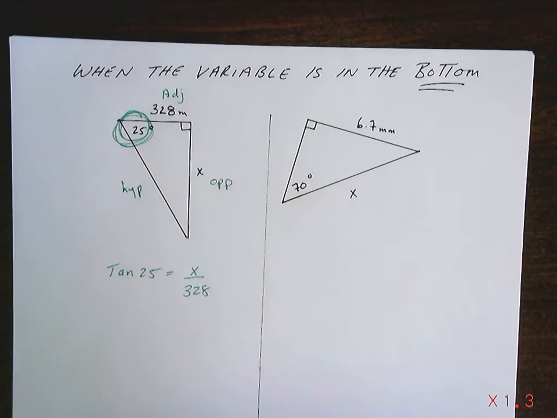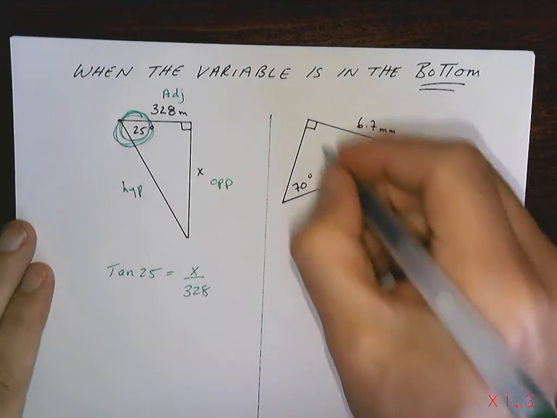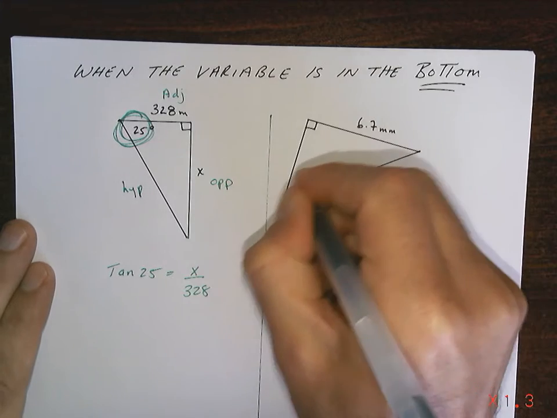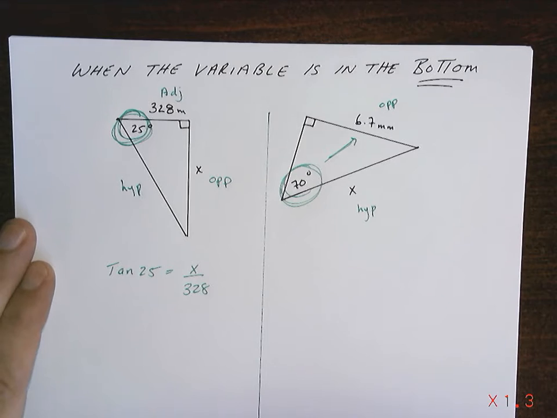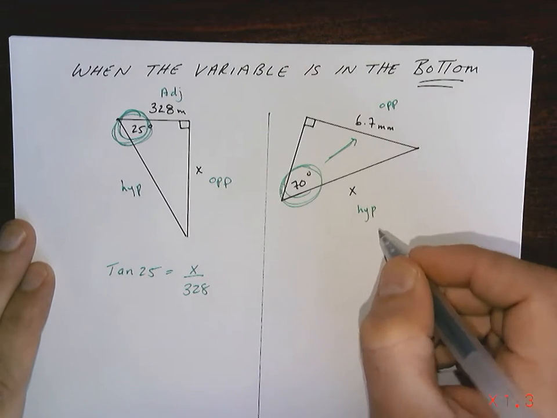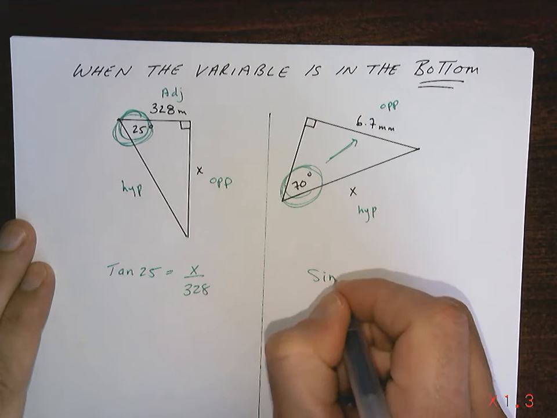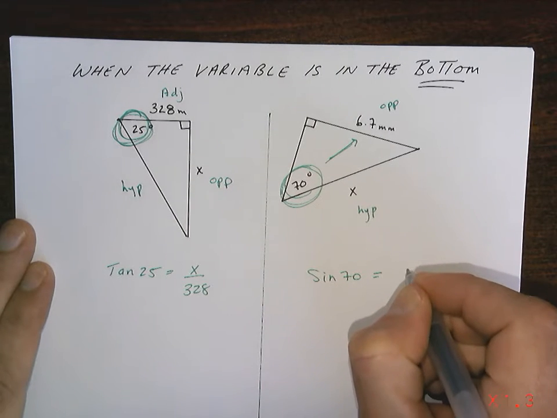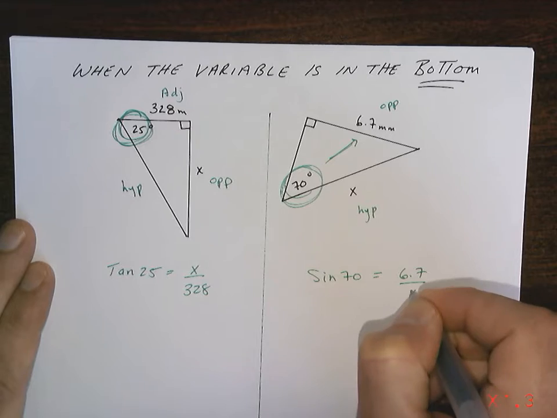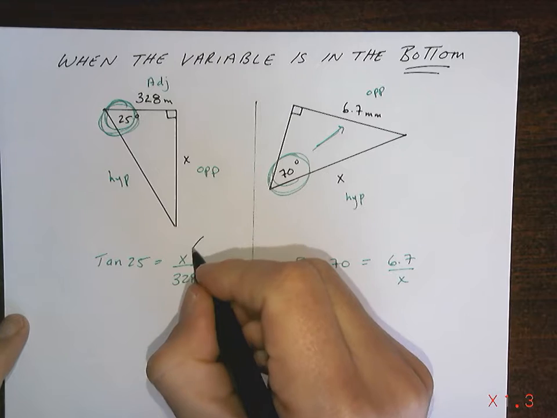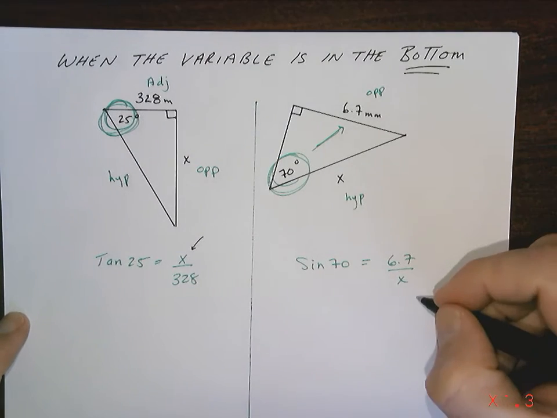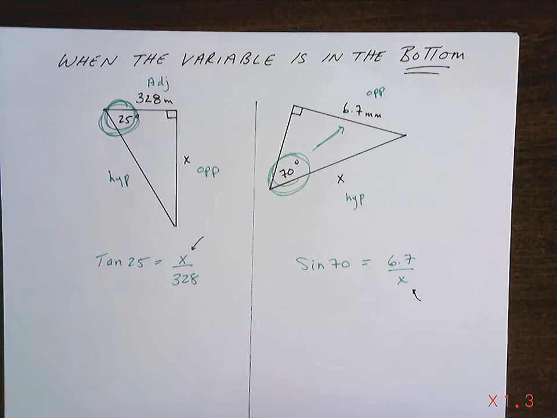Now stop there. I just want you to stop and look at that. Come over to this question, a completely different question. Here's my hypotenuse. Here's my angle, and that's going to be opposite. So which trig ratio do I use for opposite and hypotenuse? Sine. So it's going to be sine of 70 equals 6.7 over x. Now those two questions are fundamentally different because of where the unknown is. The unknown in this one that we want to solve for is in the top, and the unknown that we want to solve for is in the bottom.